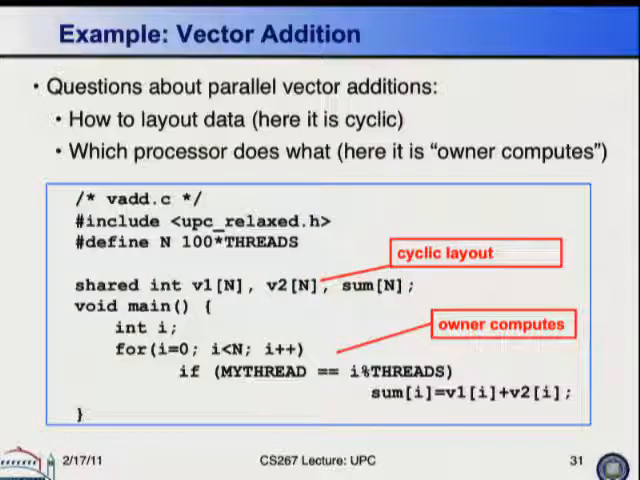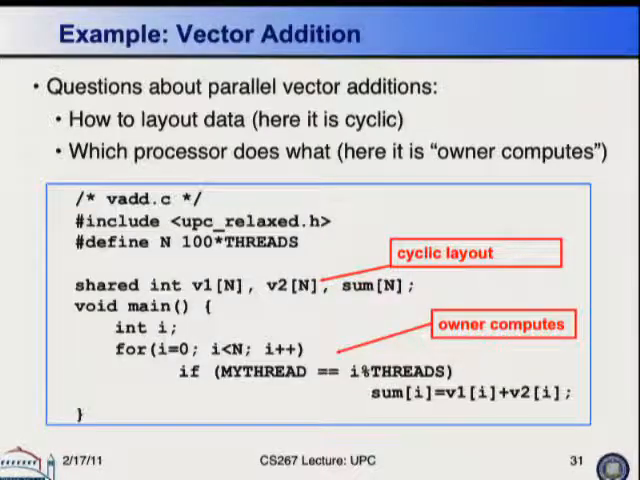Here's a simple program to just add up two vectors and put the result in a third vector. All three are declared as shared arrays, and they're going to have the same alignment. So they're all cyclically laid out, which means that v1[0], v2[0], and sum[0] are all going to live on thread 0. That's explicitly given to you in the language definition, that they're associated with thread 0. And so we can have a loop that just goes through and adds up all of the values.